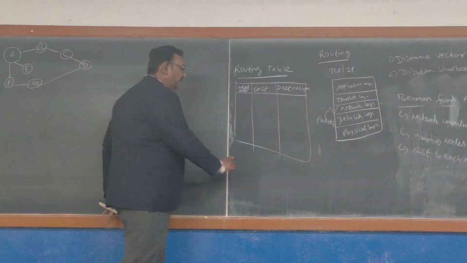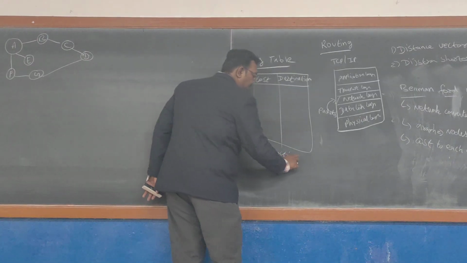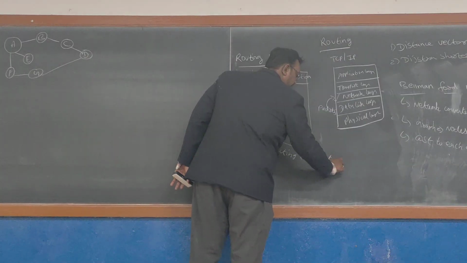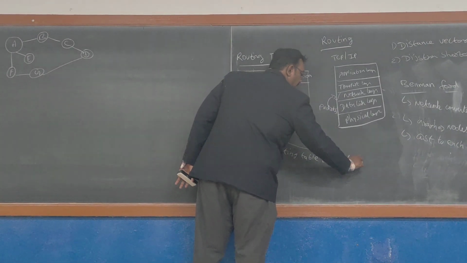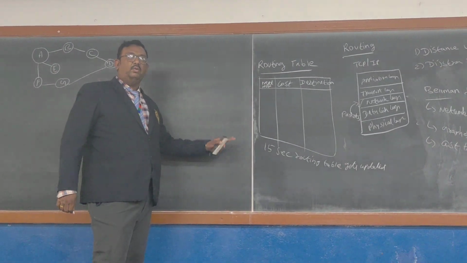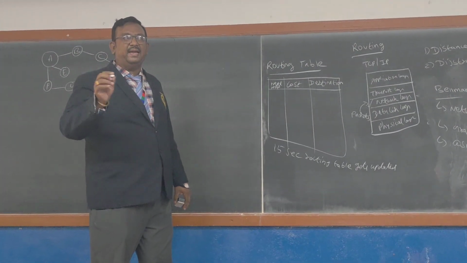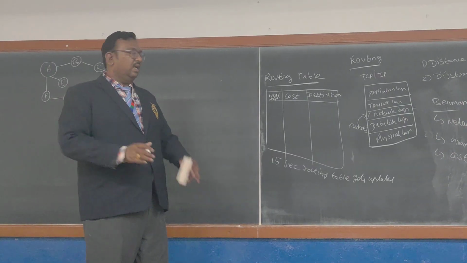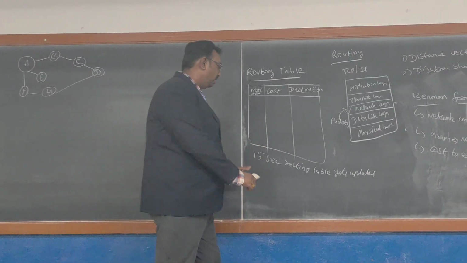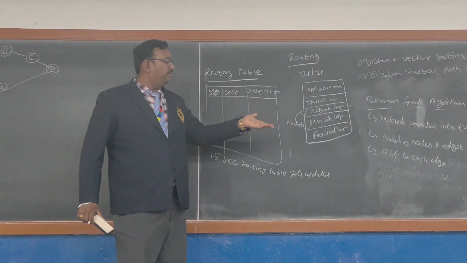Once in every 15 seconds, the routing table gets updated. Okay, why is it updated? We want to calculate the next hop address, the next node address, and where the packet is. That is the main reason we update, or refresh, the routing table. This is the main thing we have in the Bellman-Ford algorithm.